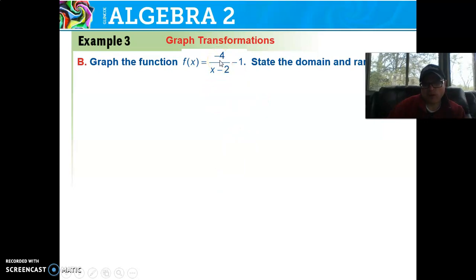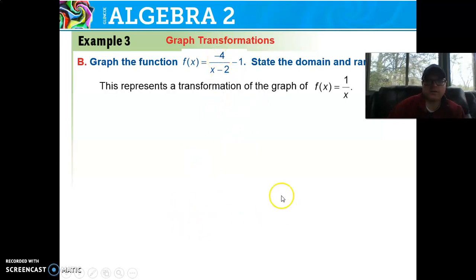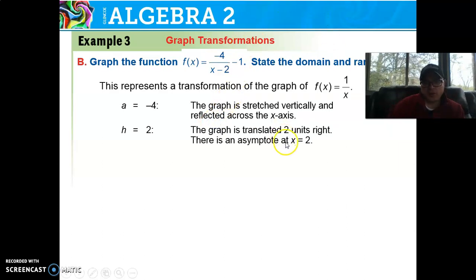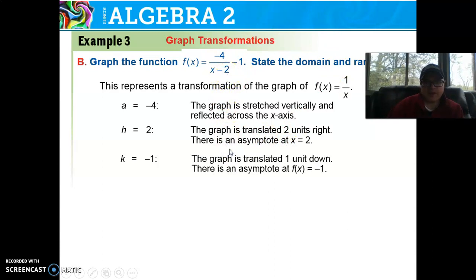We have -4 divided by x minus 2, plus 1. So where a is -4, the graph is stretched vertically and then it's reflected across the x-axis. H is 2, so that means there's an asymptote at x equals 2. 2 minus 2 will give us 0 and make us divide by 0. And k equals -1, which means the graph has been shifted down by 1 unit.